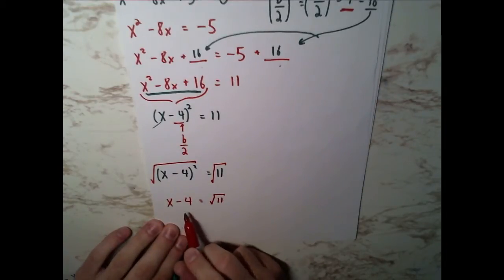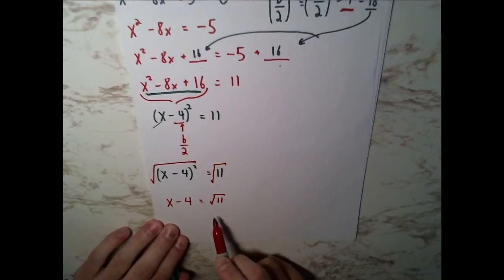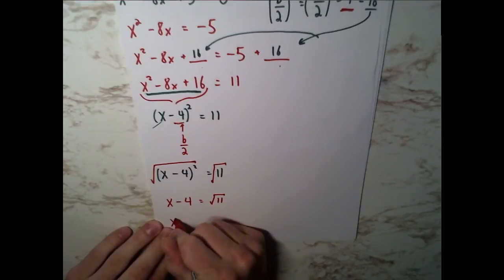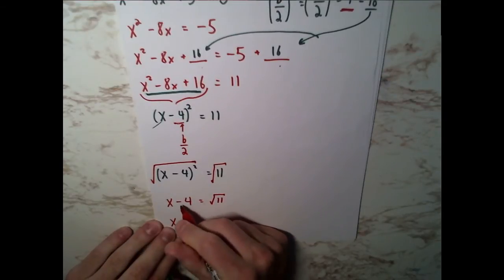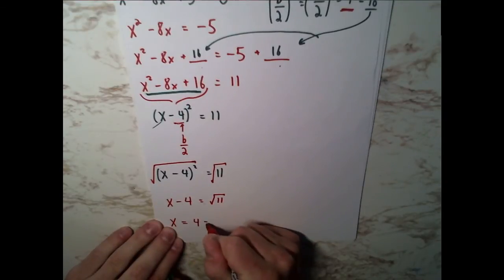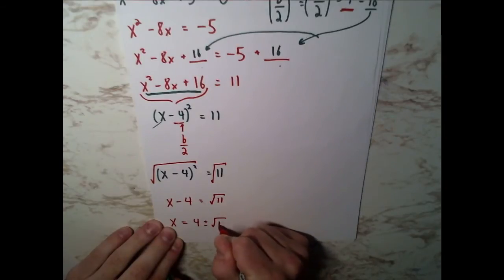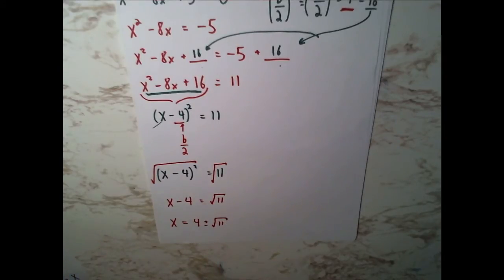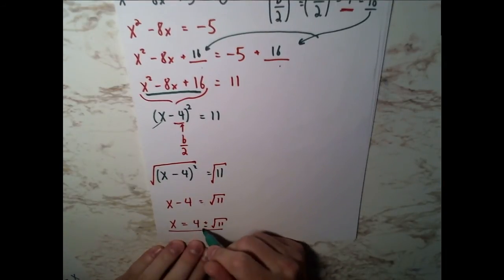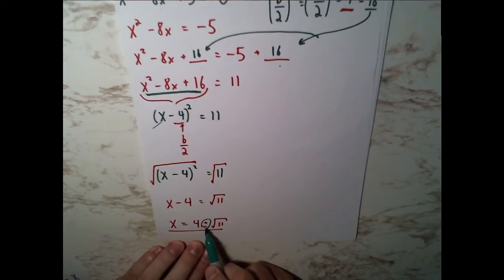And the last thing we have to do is just move this 4 over to the other side. So we'll add 4 to both sides. So x is going to be equal to positive 4 plus or minus the square root of 11. So that's going to be our answer there. And remember just to add in this plus or minus whenever you have a square root here.